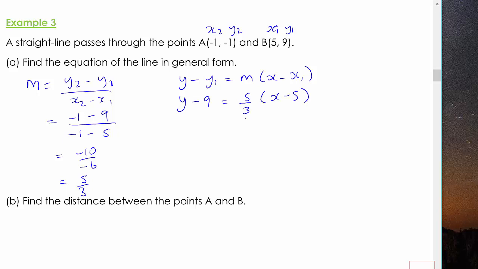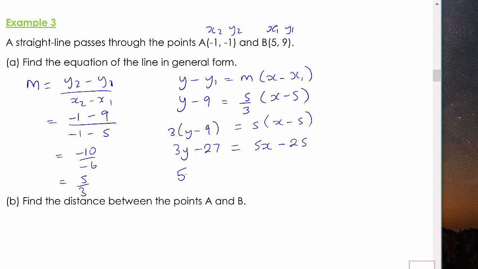Now if we multiply both sides by 3, that will give us 3(y take away 9) is 5(x take away 5). So you can see what's happened there. The 3 from here just comes up in front and multiplies. So 3y minus 27 is equal to 5x minus 25.